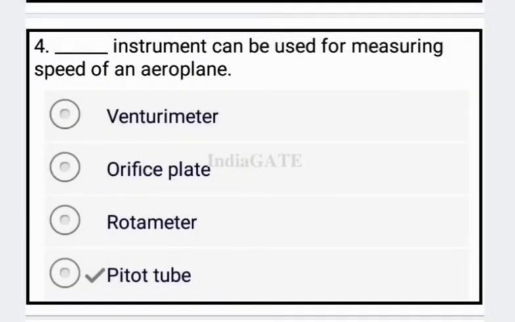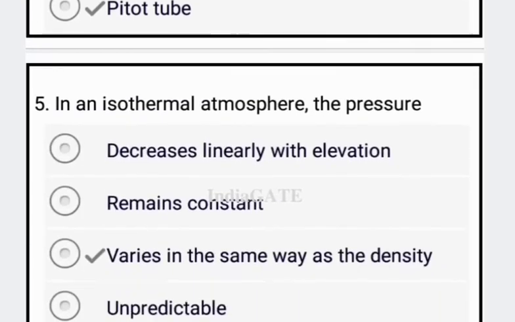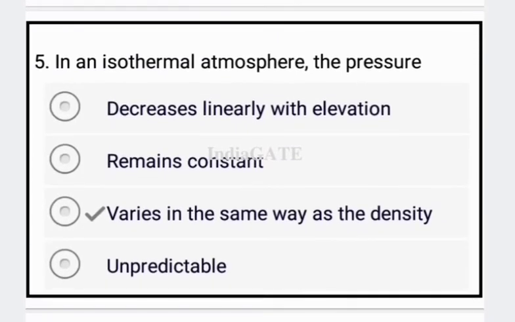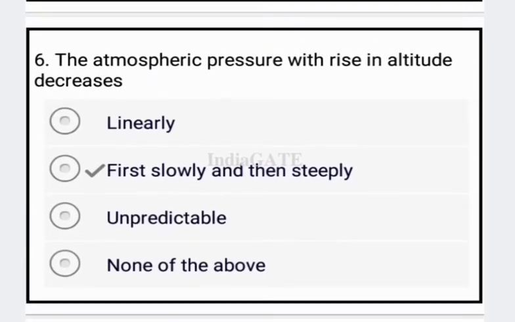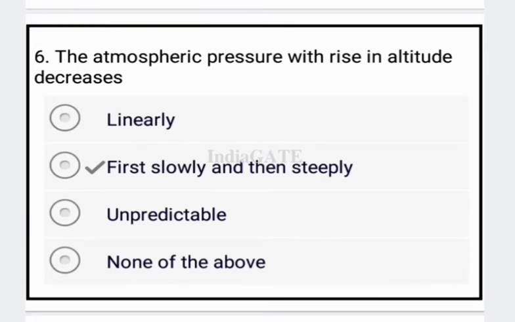Next question. An instrument that can be used for measuring speed of an aeroplane. So the correct answer is option A, that is venturimeter. Next question. In an isothermal atmosphere, the pressure. So the correct answer for this question is option C, varies in the same way as the density. Next question. The atmospheric pressure with rise in altitude decreases. So the correct answer is option B, firstly slow and then steeply.